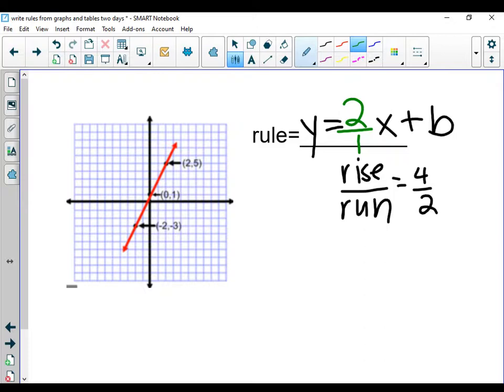Rise 4. I still don't get it. You're okay. These are my points. Am I just stupid? No, you're not. 1, 2, 3, 4. Rise 4. Run 2. Oh, okay, I was counting it wrong. Happens to everybody.